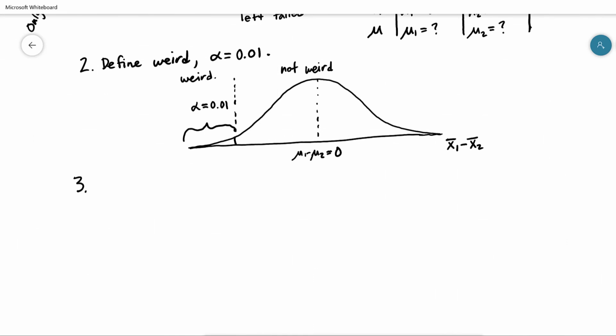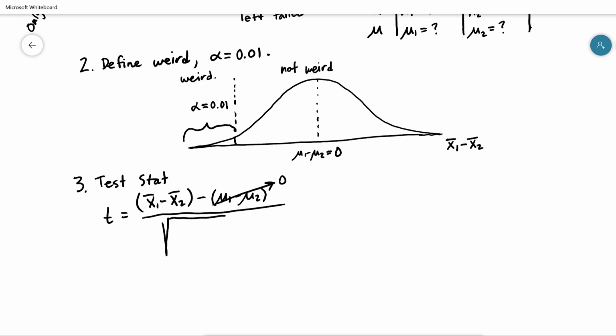So step number 3. Here's where we find that test statistic. We wrote the formula earlier. Our test statistic is x1 bar minus x2 bar minus the difference between the mu's, so mu1 minus mu2. We already have assumed that that's going to be 0 according to our null hypothesis, and we're dividing by the square root of s1 squared over n1 plus s2 squared over n2. So that's what it looks like.